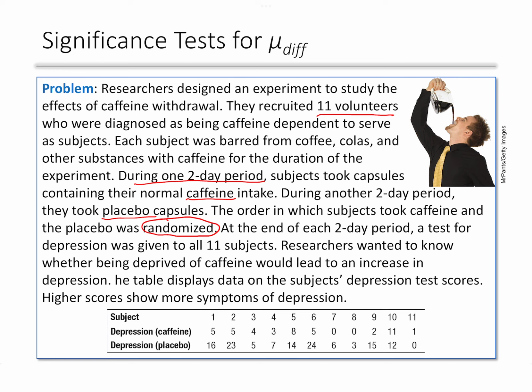At the end of each 2-day period, a test for depression was given to all 11 subjects. Researchers wanted to know whether being deprived of caffeine would lead to an increase in depression. So the table below displays data on the subjects' depression test scores. Higher scores show more depression. So we had 11 subjects, you can see on our first line, and then we have our data with the caffeine pill and our data with our placebo pill. So what we have to do is we have to find our new data, which we're going to do on our next little slide right here.